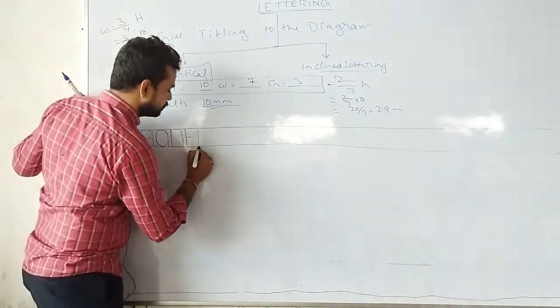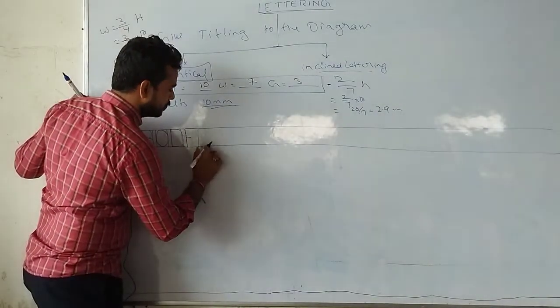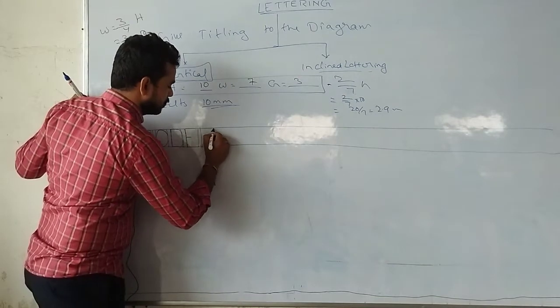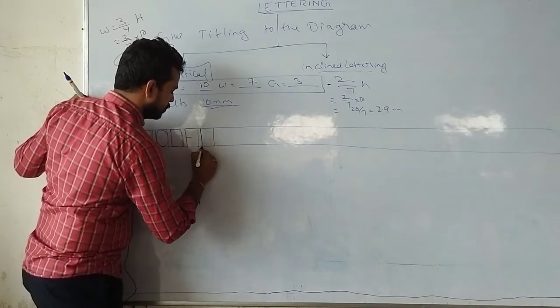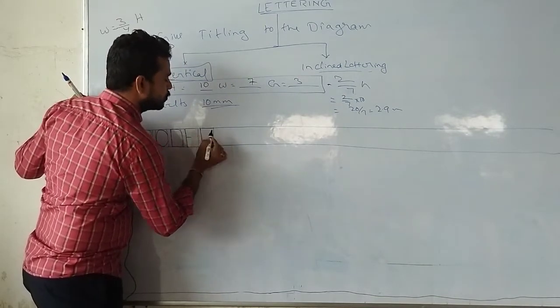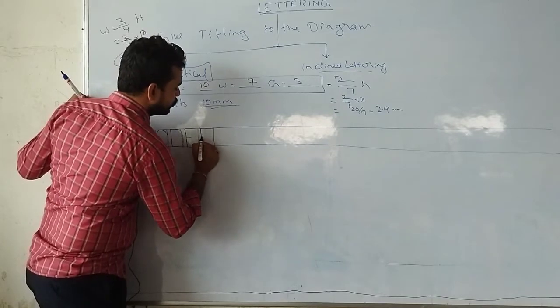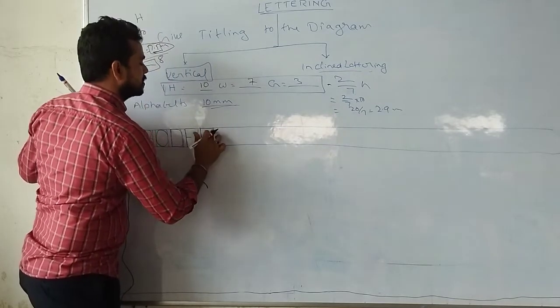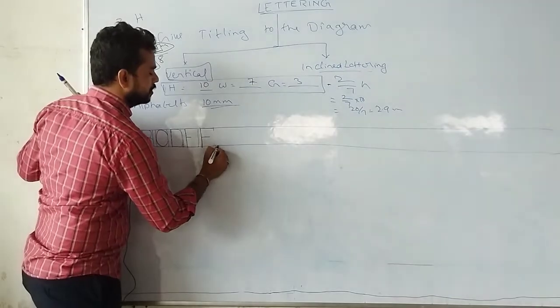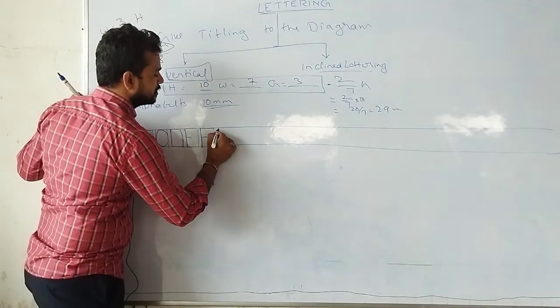Next, F. Give a 3 mm gap. The top one should be up to 7 and the bottom one should be lesser than 7. Next, G. Give a 3 mm gap and 7 mm.